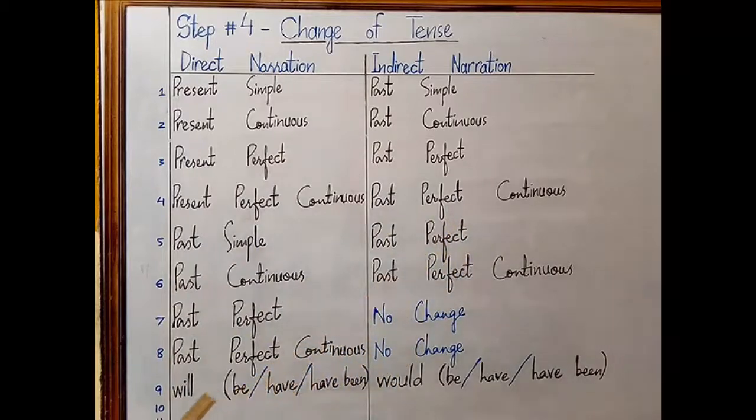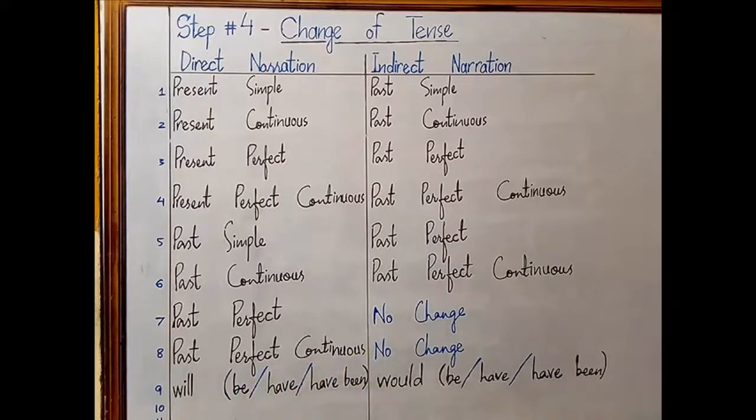Now let's take a look at the past tenses. Past simple goes to past perfect and past continuous goes to past perfect continuous. How easy it is. Present simple into past simple, present continuous into past continuous, present perfect into past perfect, present perfect continuous into past perfect continuous, and past simple into past perfect, past continuous into past perfect continuous. While the remaining two tenses, past perfect and past perfect continuous, we make no change, we use them as they are.